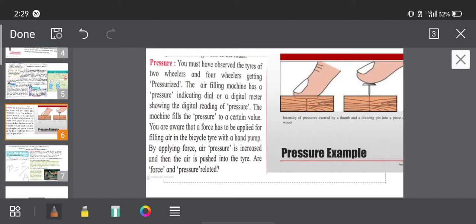So this indicates that when pressure is applied on the nails or the pins, only then will they get pushed, only then will they get immersed into the wooden plank.